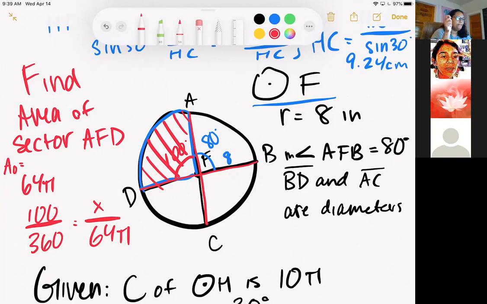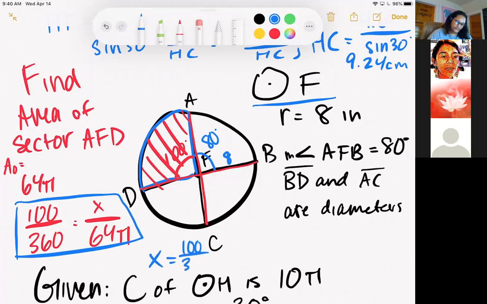Wait, can you repeat that ratio again? So the degree measure of the sector over the degree measure of a full circle should equal the area of the sector over the area of the full circle. Oh, okay. Make sense? Yeah. And so then we can solve this proportionality statement for x. So x is equal to 100 over 360 times 64 pi. And you can leave this answer in terms of pi if you want.